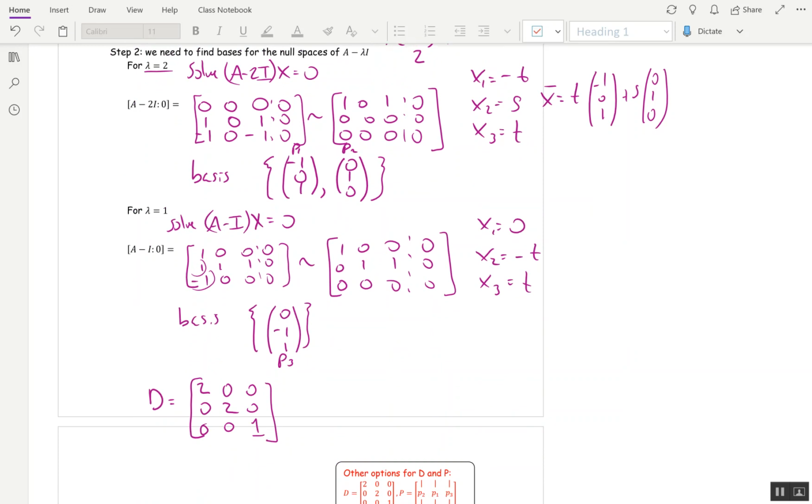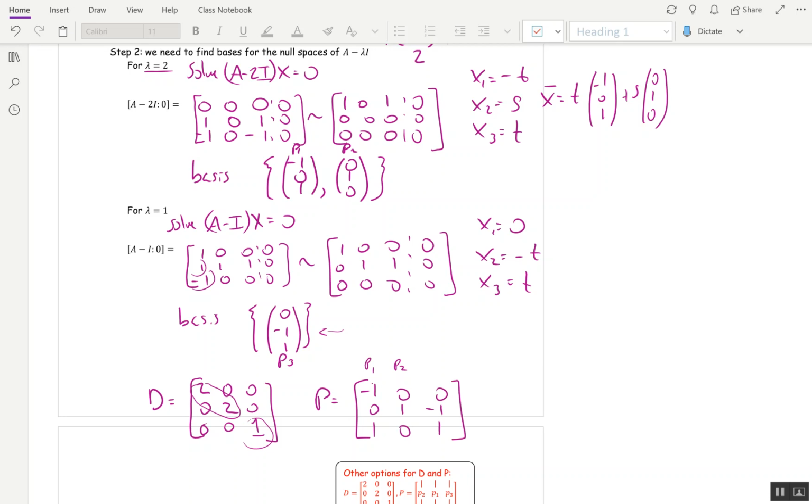If this were a 4 by 4 and the algebraic multiplicity of 2 were 3, then I'd have three 2's down the diagonal. Now for P, we put in the corresponding eigenvectors. So the eigenvectors corresponding to 2 are P1 and P2. So I can put those in any order. I'm going to put in P1, negative 1, 0, 1, and then P2, 0, 1, 0. And then since I have the third eigenvalue in the last entry of D, I need to put P3 in as my last column.